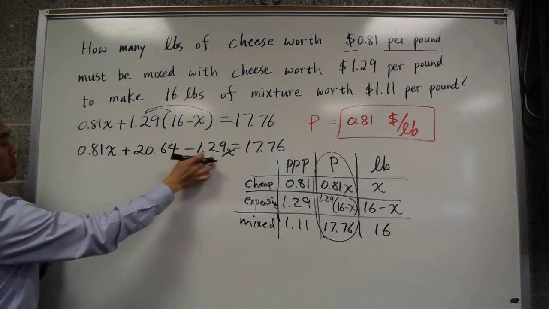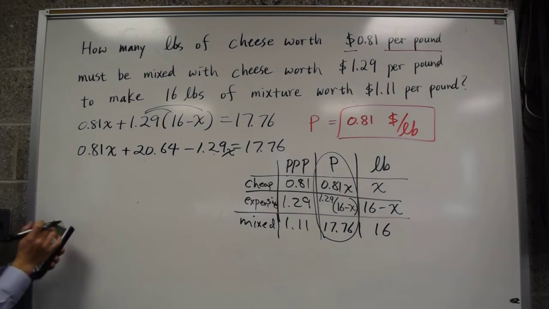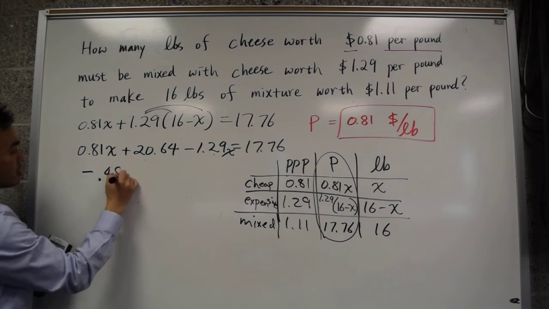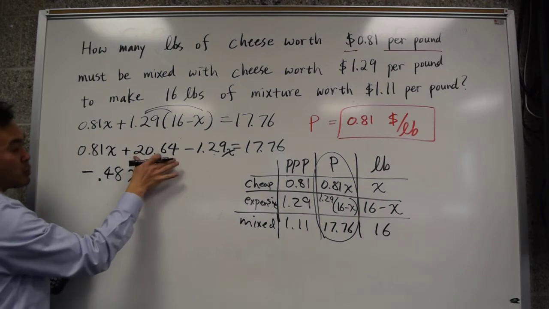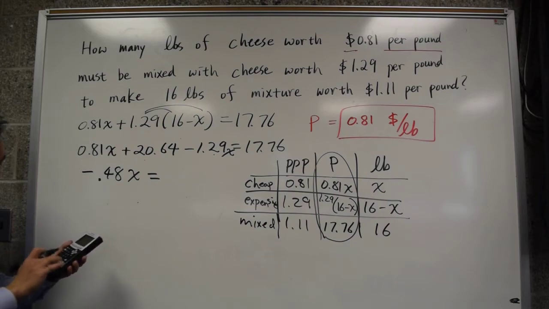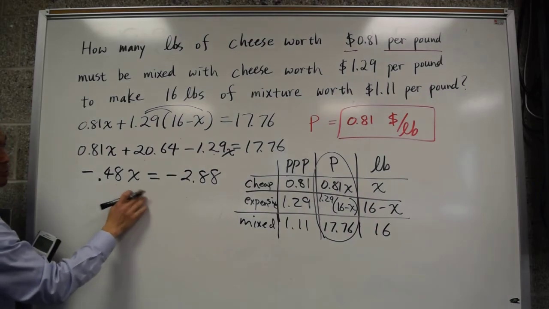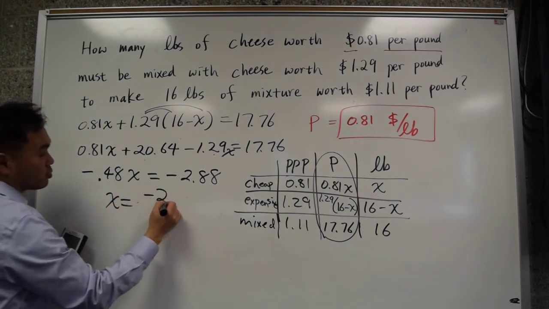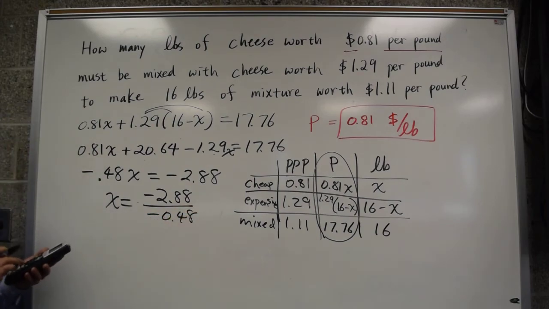These two are like terms, so I combine them. 0.81 minus 1.29 equals negative 0.48. And on the right side, if I move the 20.64 to the other side, that gets subtracted. So 17.76 minus 20.64, I get negative 2.88. Now finally, to get x, we divide negative 2.88 by negative 0.48. Let's see what that gives us. Divide by 0.48, and you get 6.